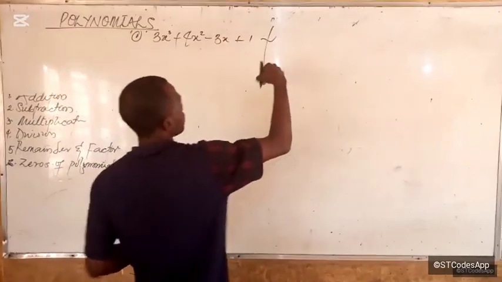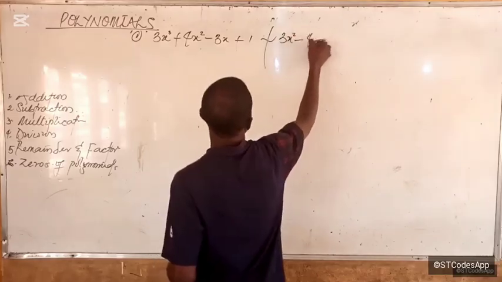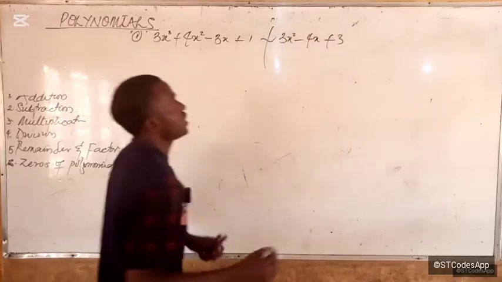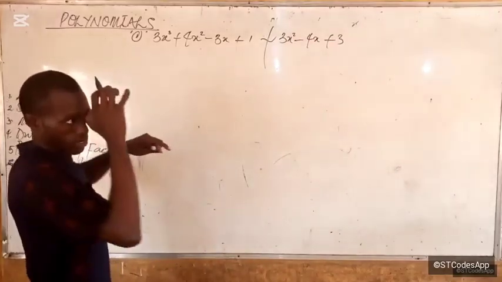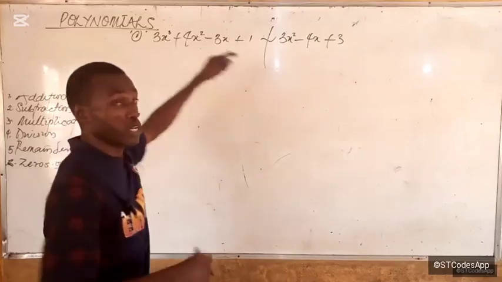Add to 3x squared minus 4x plus 3. Now, if you are told to add these 2 polynomials, now this is a 1, 2, 3, 4 quadrinomial, that is a 1, 2, 3 trinomial. You are told to add them.